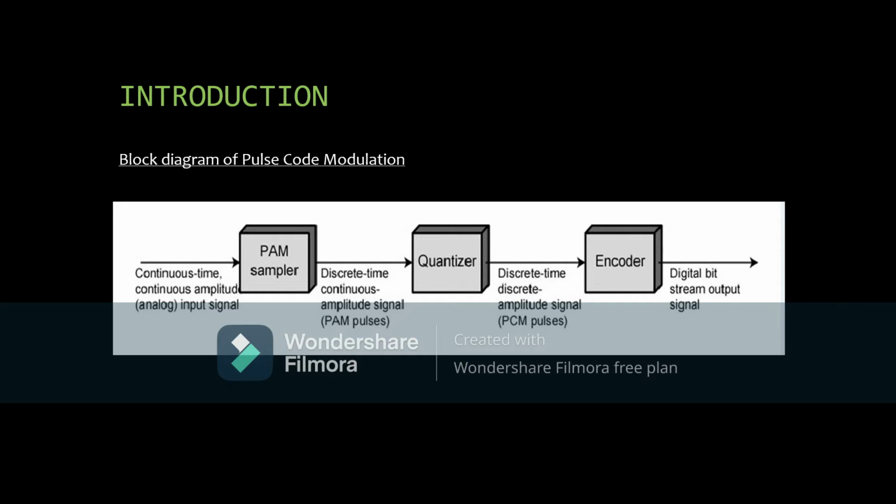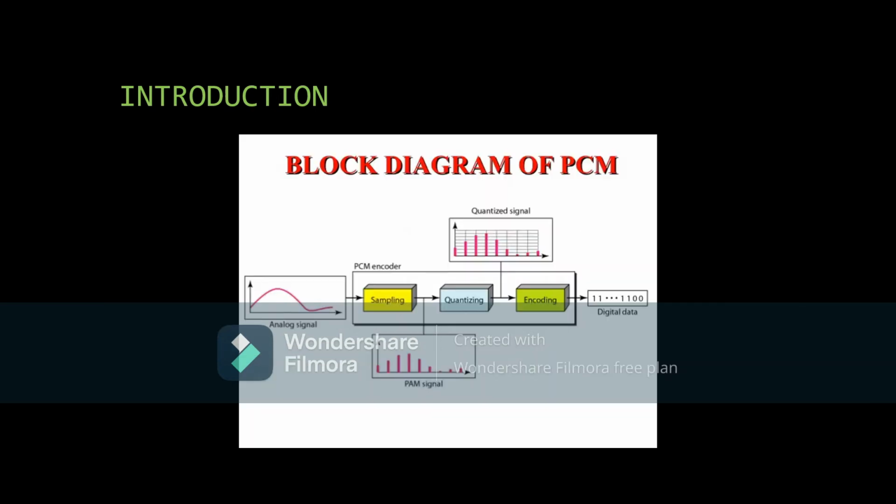Now we are going to see another example of the diagram. In this diagram, you can see it's clearer than the other block diagram that I showed you just now. In the block diagram, in the PCM encoder, there will be three processes: sampling, quantizing, and encoding.